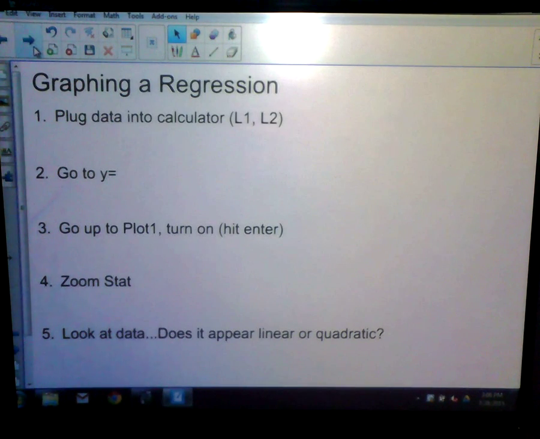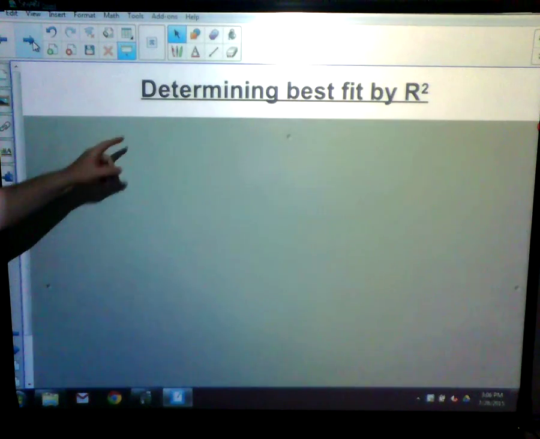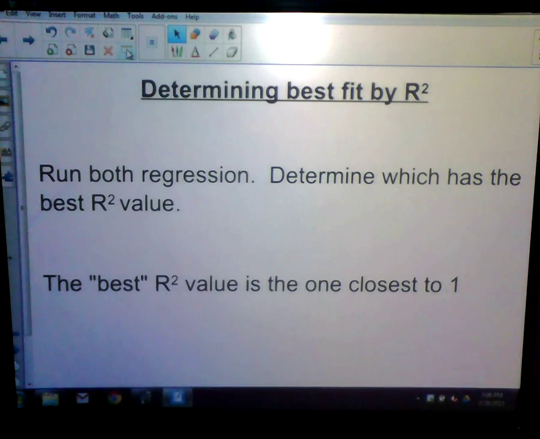To graph it, we're going to plug the data into stat, edit, L1 and L2. Go to y equals, turn on plot 1 and hit enter. Zoom stat, and then look at the data and see whether it appears linear or quadratic. Or we could use the r-square value. We determine which one has the best r-square value, linear or quadratic. The best r-square value is the one that's closest to 1, or negative 1. No, I'm sorry, to 1.